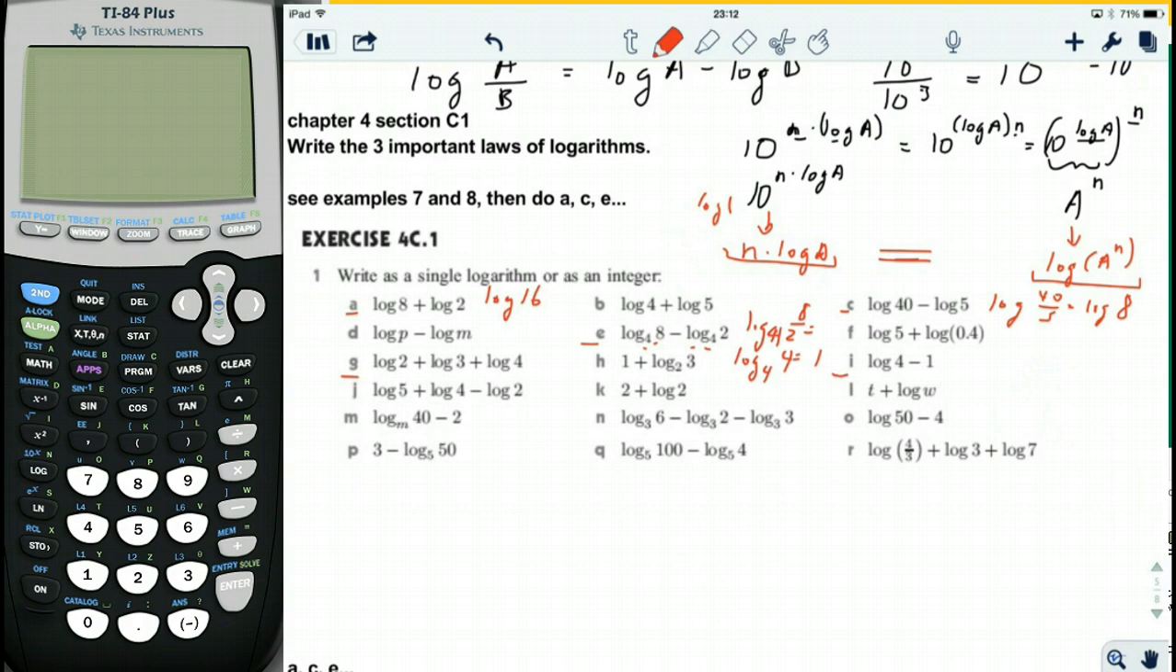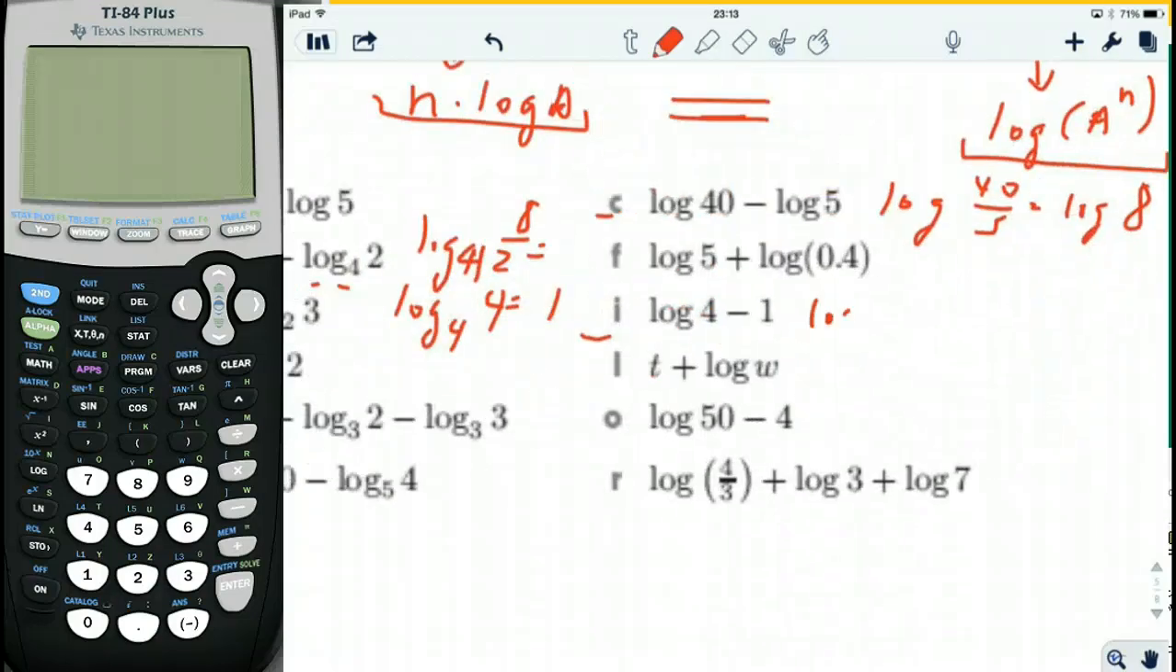Log of 2 plus log of 3 plus log of 4, that's the same thing as log of all these multiplied together. 2 times 3 times 4 would be 24. Log of 4 minus 1. So log of 4 minus 1, you would put log of 4, and then write negative 1, or 1, as the log of something, or an exponent. So we could say that that would be equal to the log of 10, right? So the log of 4 minus log of 10 would be the log of 4 divided by 10.